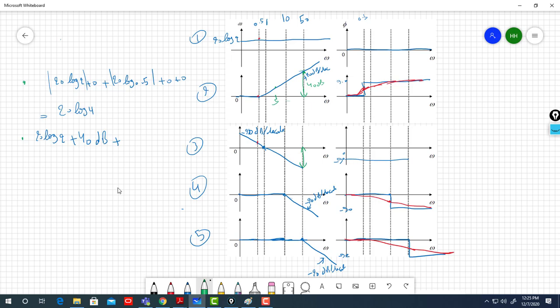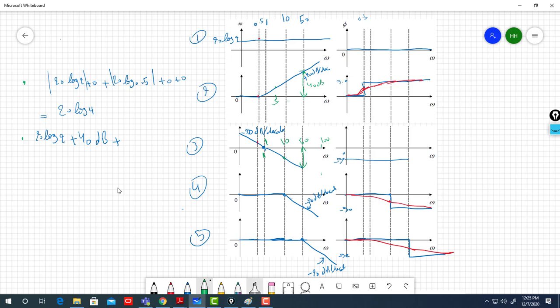In decibel, at 1 you have 0. At 10 you should have minus 20. At 100 you should have minus 40. So at 50 should be minus 30, right? Because here minus 20 per decade, so half a decade, then minus 30. Here is 1, here is a decade, so it becomes minus 20. If that's the other decade, you have minus 40. So at 50, you should have minus 30.